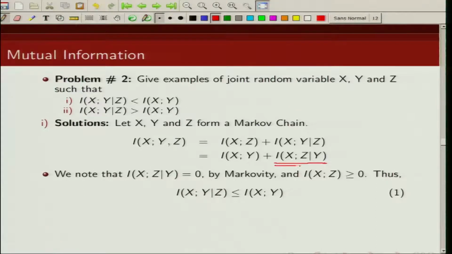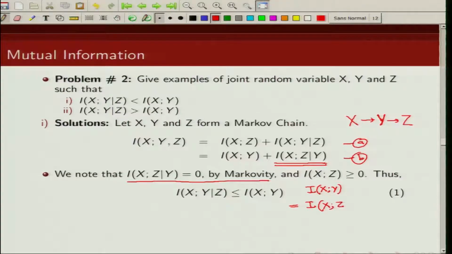Now what is this quantity, the mutual information between x and z given y? Since x, y and z form a Markov chain, given y, the mutual information between x and z is 0, because if I know y, I have complete knowledge. Basically I do not need x. So the mutual information between x and z given y is 0, because x, y and z form a Markov chain. Correct? Let us call these a and b. So we equate a and b, and what we get is the mutual information between x and y is equal to the mutual information between x and z plus the mutual information between x and y given z.